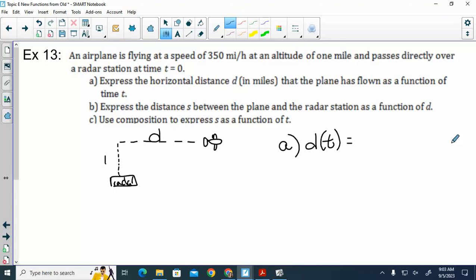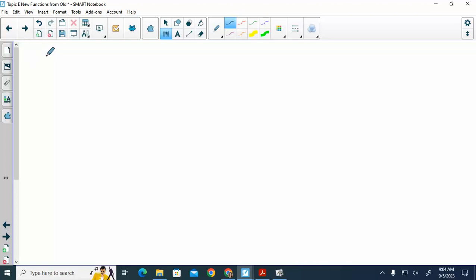At time 0, how far is the plane flown? Well, at time 0, we're going to start it at 0. So we want the distance it's flown since it began. So at time 0, we're starting at 0. So after 1 hour, how far did it fly? 350 miles. After 2 hours, 700. After 3 hours, 1,050, and so forth. So how do I find my distance? The previous one plus 350.